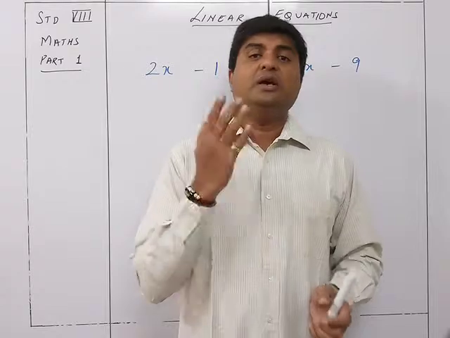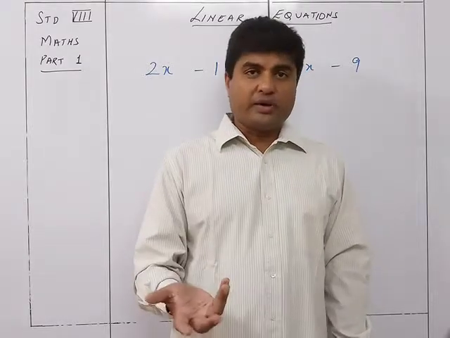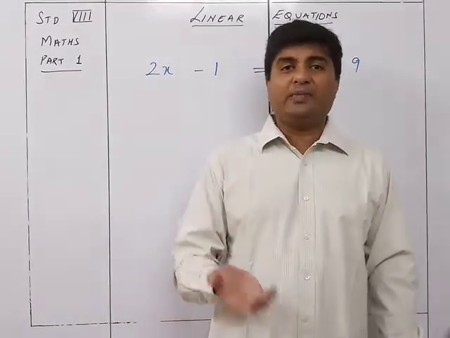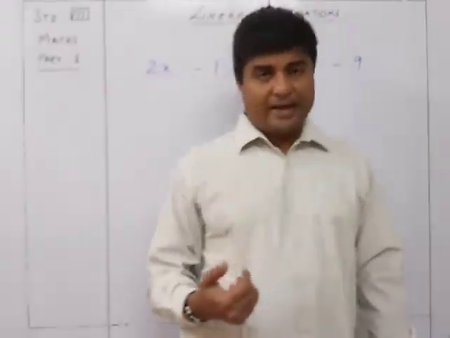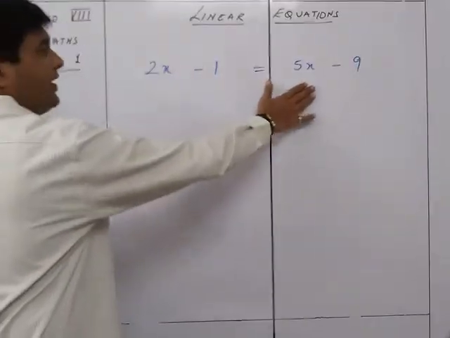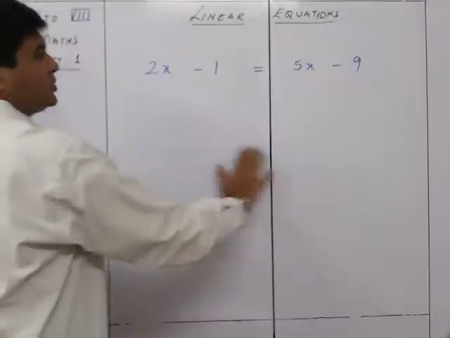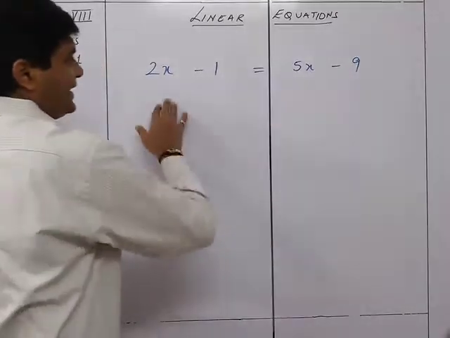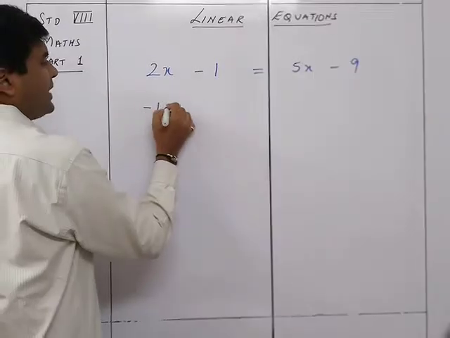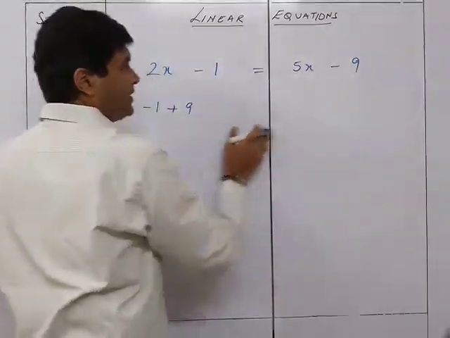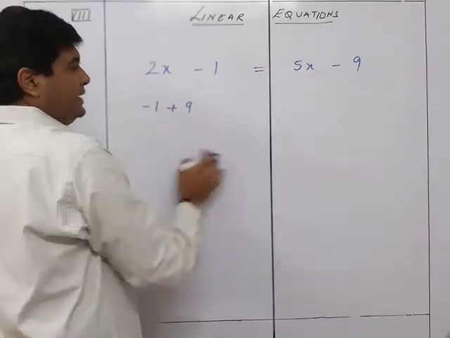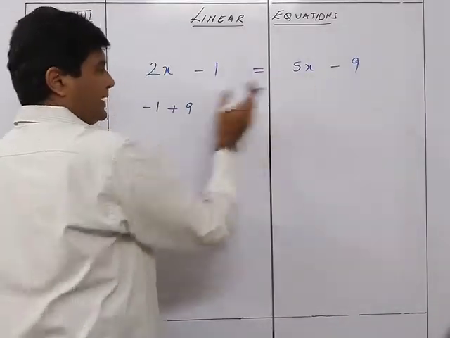Now what are like terms? Whichever terms have x are like terms. Anyone which has the variable x as its coefficient becomes a like term. So here this is 5x and this is 2x. So let's bring this on this side, and let's bring this 9 over here. So it will be -1 plus 9. So you can see here, this is -9. So when it crosses the equal to sign, it becomes plus. Minus becomes plus.